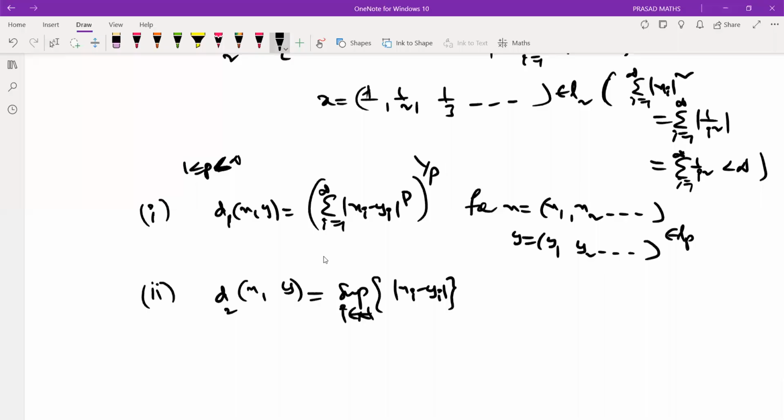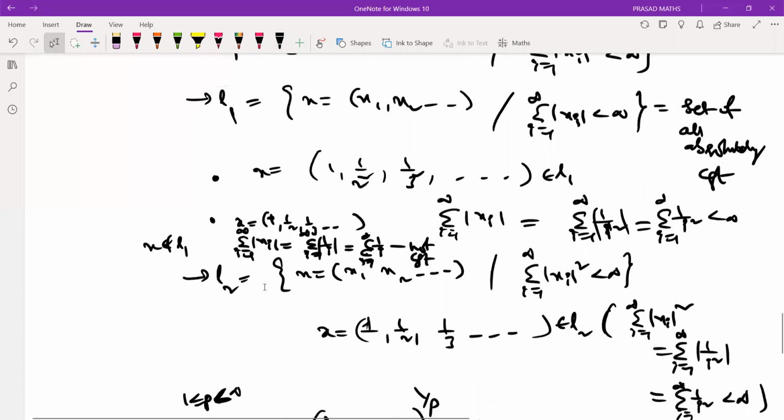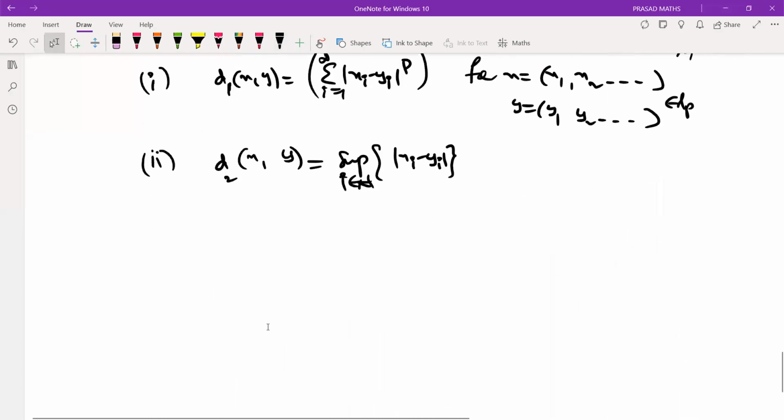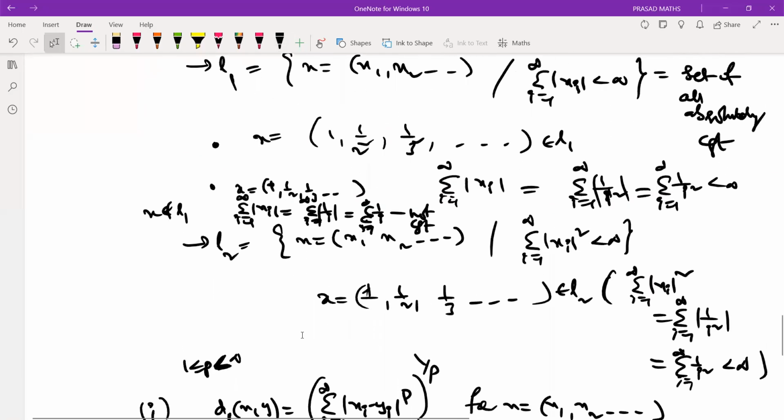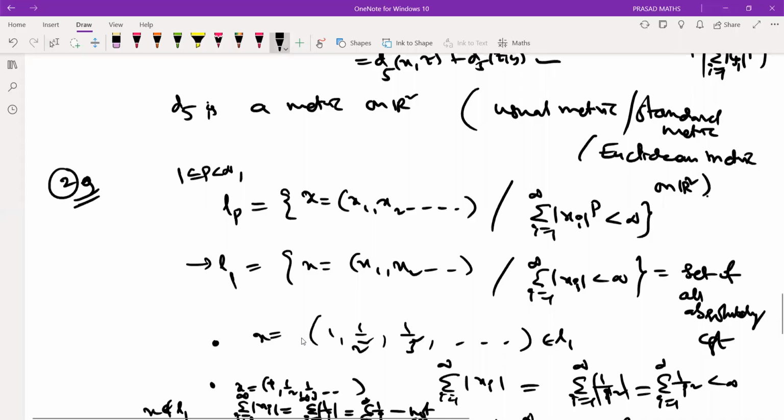Okay, so this is about LP, right? See, we are taking p as an element lying between 1 to infinity. Why don't you take p from 0 to 1? Why don't you take p negative? This is the definition.